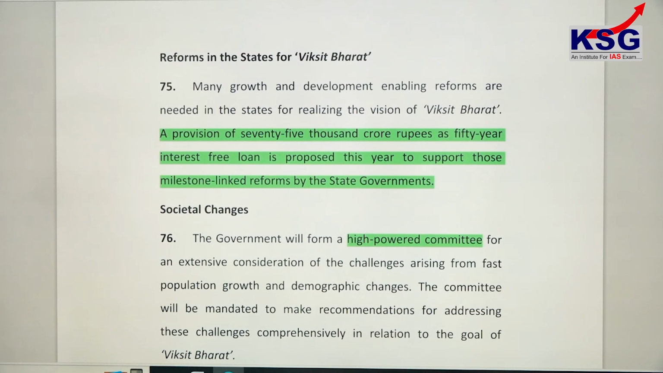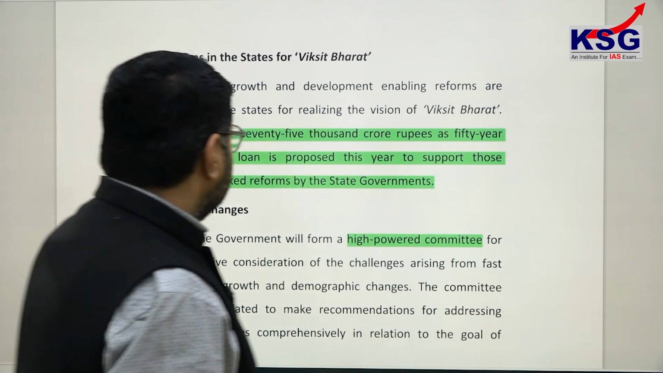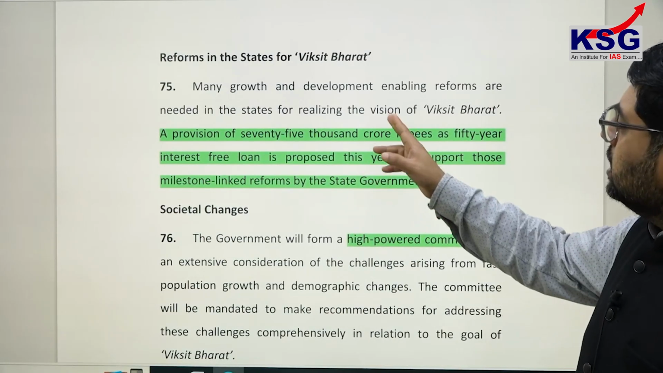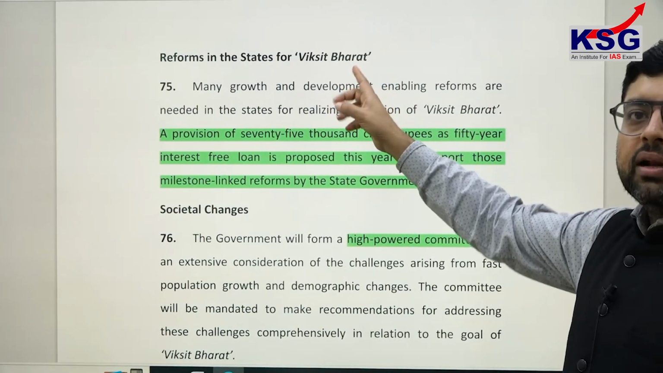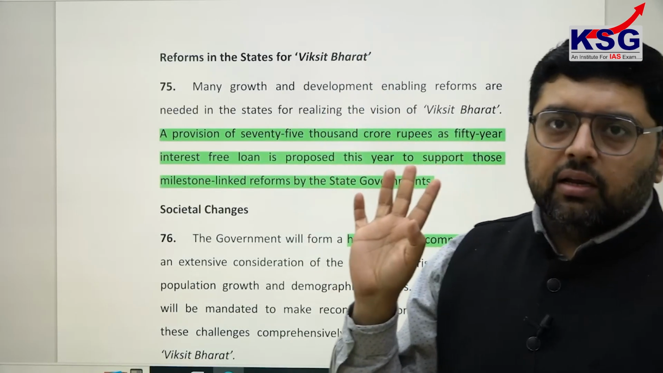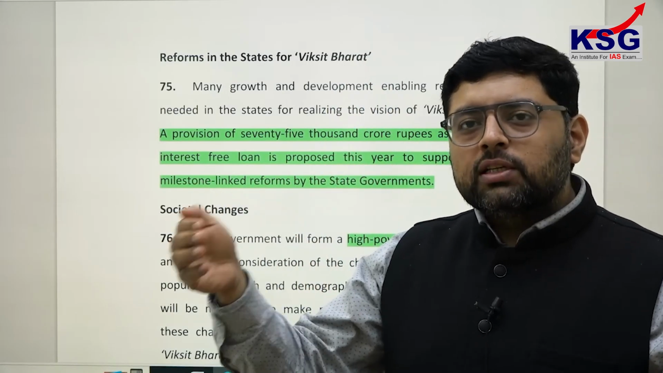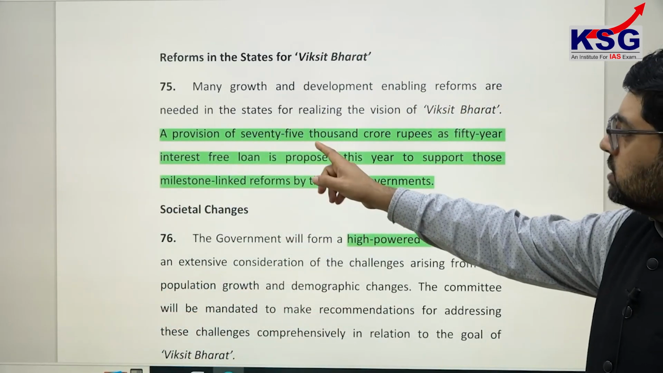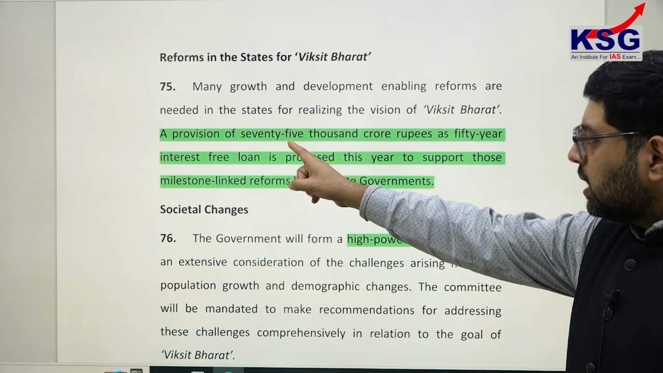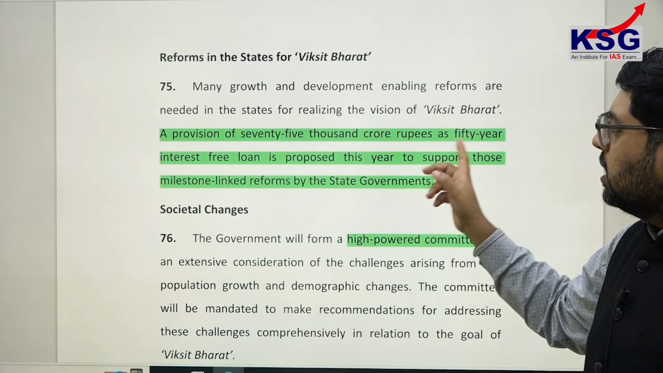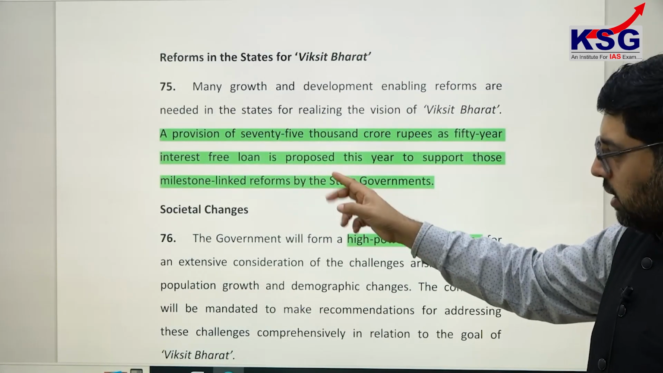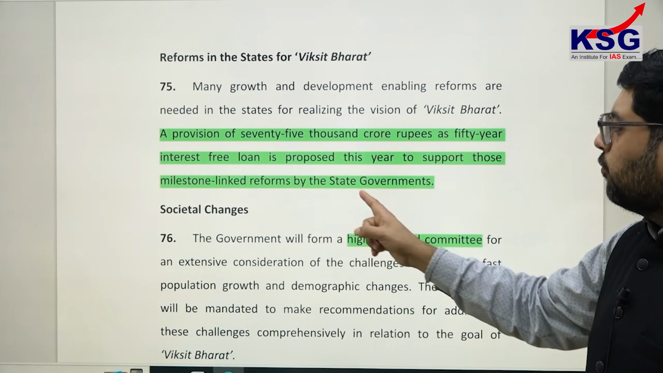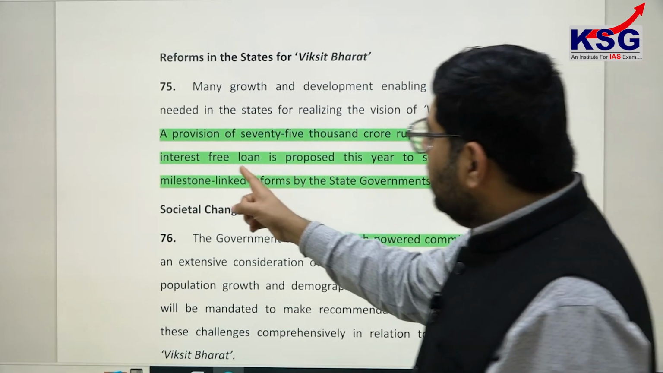Viksit Bharat. Now, the government also says that we will support the states to bring reforms. Ultimately, in order to become Viksit Bharat, we need the support of the states, and in order to ensure that support, we will support them. So they said that we will arrange a fund of 75,000 crore rupees as a 50-year interest-free loan, proposed this year to support milestone-linked reforms by the state governments. So ultimately, interest-free loans.